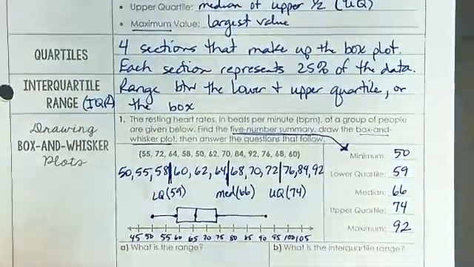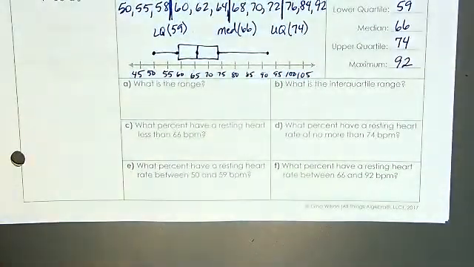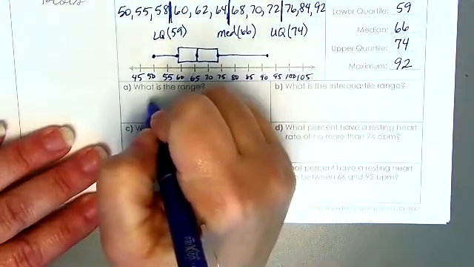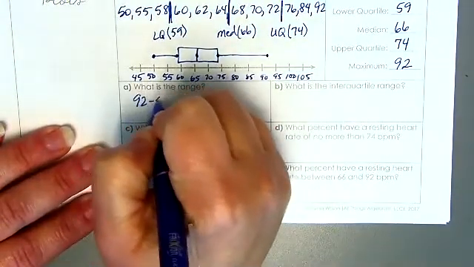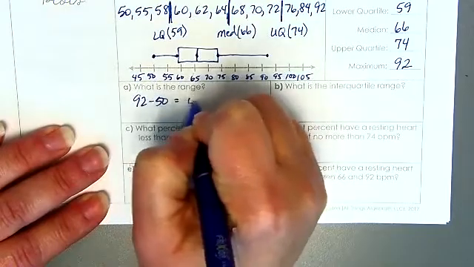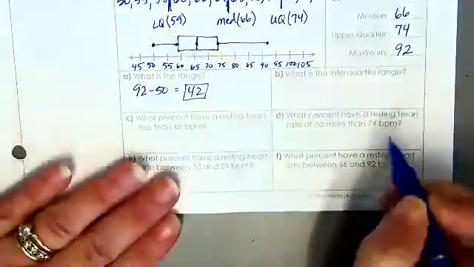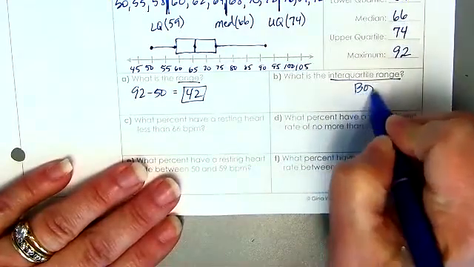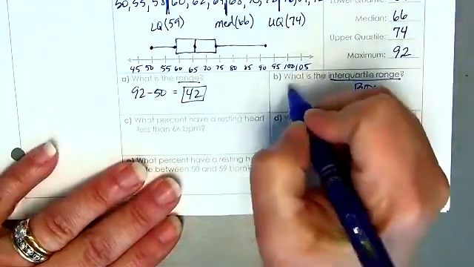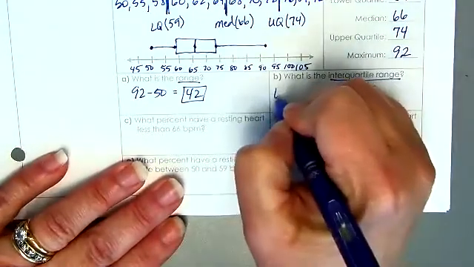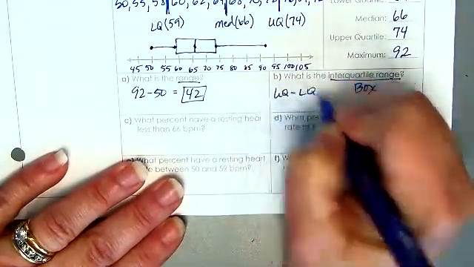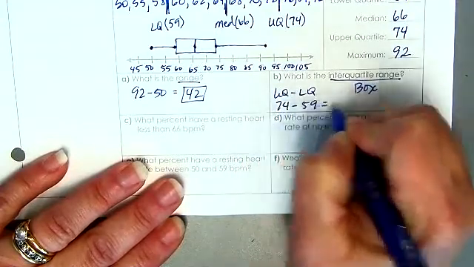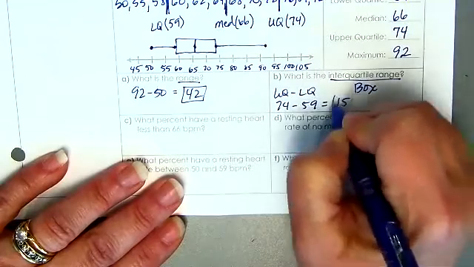Okay, now we're going to answer a few questions. What is the range? The range, again, is from the biggest to the smallest. So I'm doing 92 minus 50, which is 42. What is the interquartile range? Remember, that's the box. So that means I'm doing the upper quartile minus the lower quartile. So I'm doing 74 minus 59, which gives me 15.